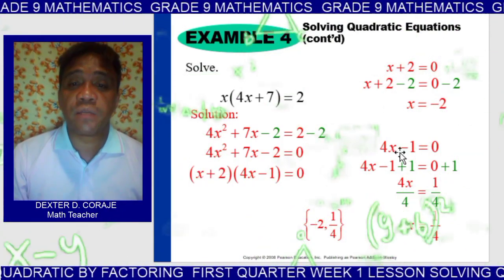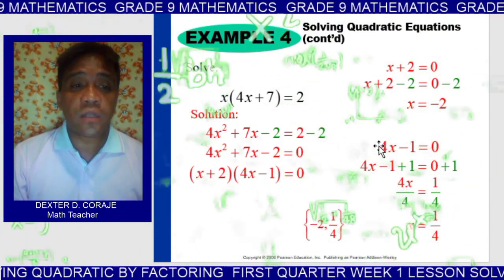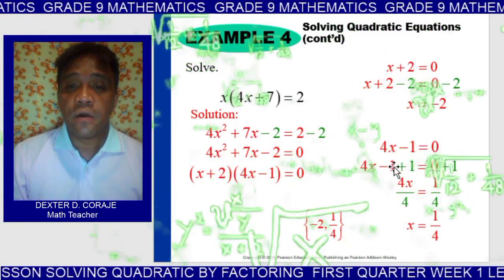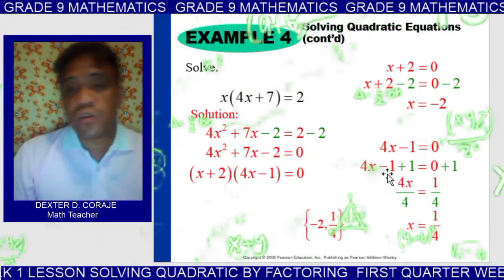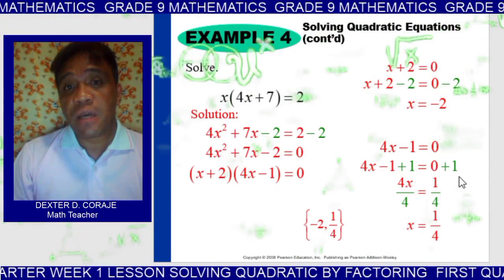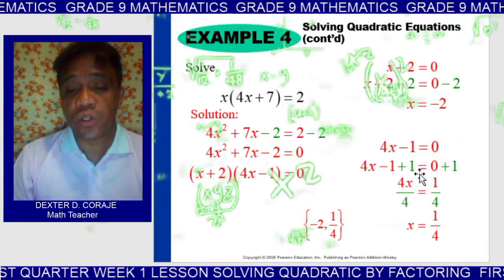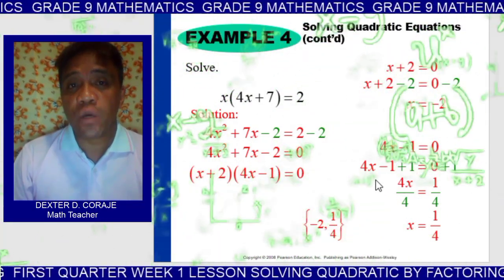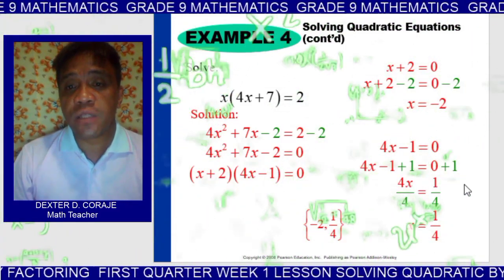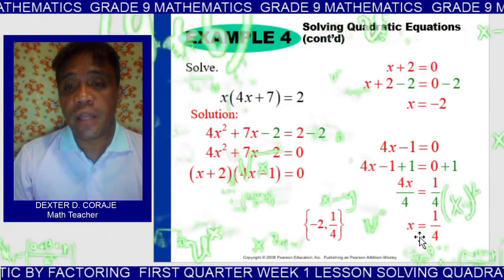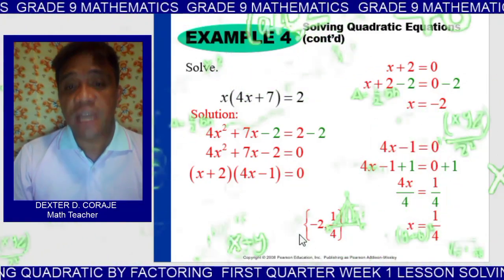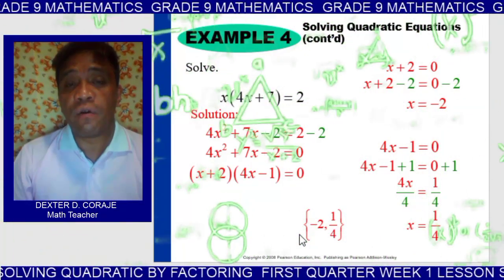And the other factor, as I said, will be equated to 0. So therefore we have 4x minus 1 is equal to 0. So set negative 1 to make it 0. So add both sides by 1. So it became 4x minus 1 plus 1 is equal to 0 plus 1. And so we have 4x is equal to 1. So divide both sides by 4. Then x is equal to 1/4. So the values of x here now are negative 2 and 1 over 4.